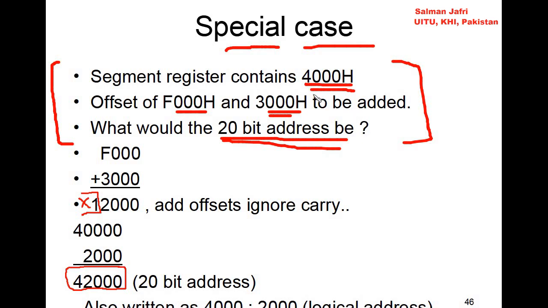So what was our segment address? 4000H. So segment address times 10H would be 40000H, and then we'll add this 2000 offset. So the 20-bit physical address would be 42000, and this would be written as 4000 colon 2000. This is called the logical address. When we write the segment address colon offset address, this address is termed a logical address.